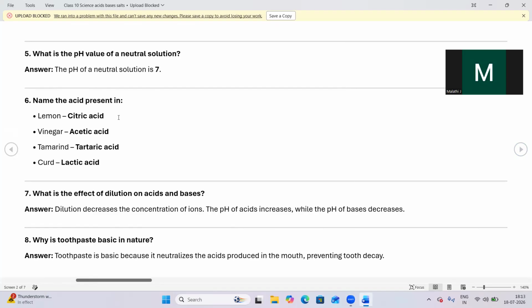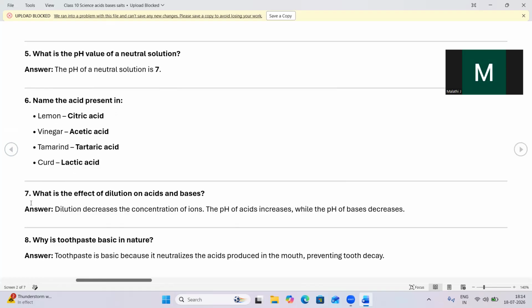Name the acids present in food items. It is very important, while explaining the chapter I said which food contains which acid that we use in our daily life. Lemon contains citric acid. Vinegar contains acetic acid. Tamarind contains tartaric acid. Curd contains lactic acid.